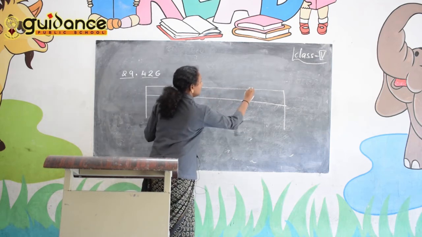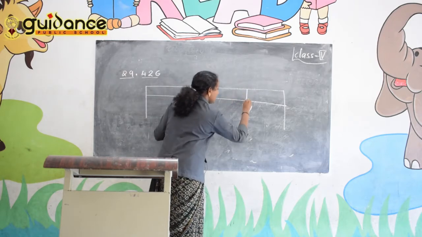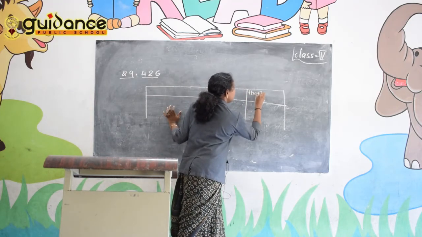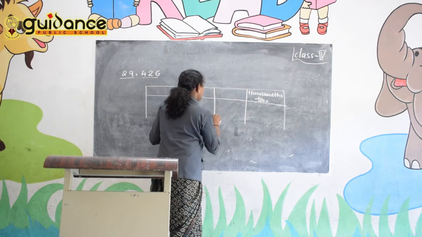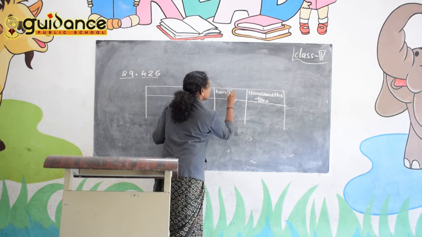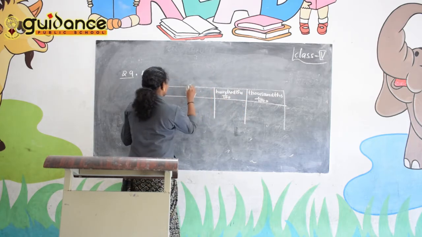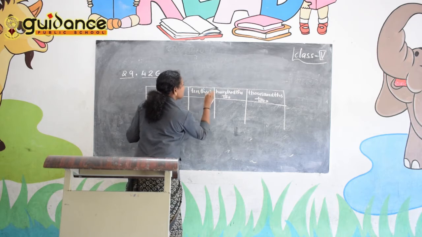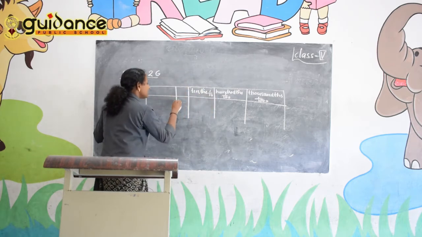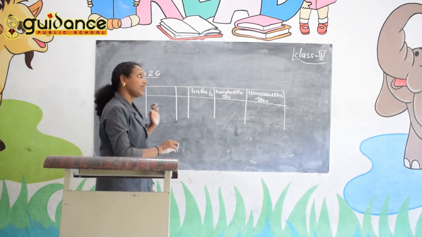And on the fractional part, 3 digits. That means this is the thousands, or 1 by 1000, and this is the hundreds, or 1 by 100. This is the tens, 1 by 10. And this is the representation of the decimal point.